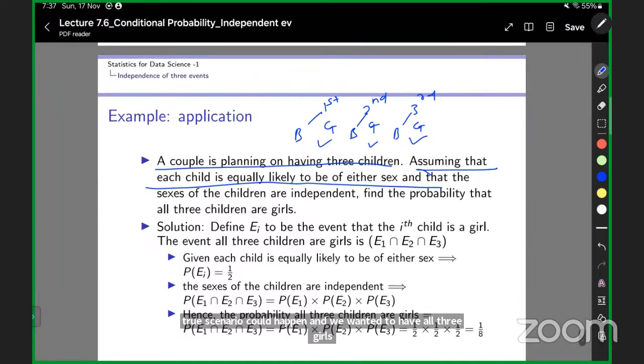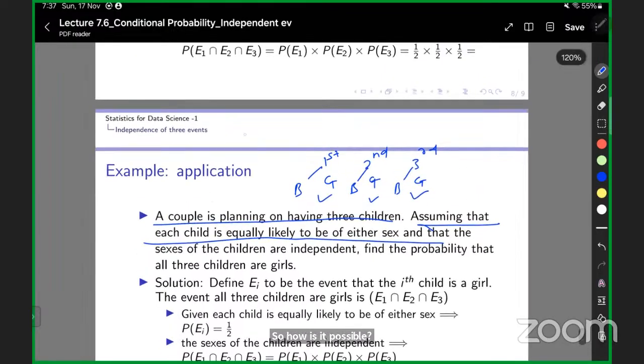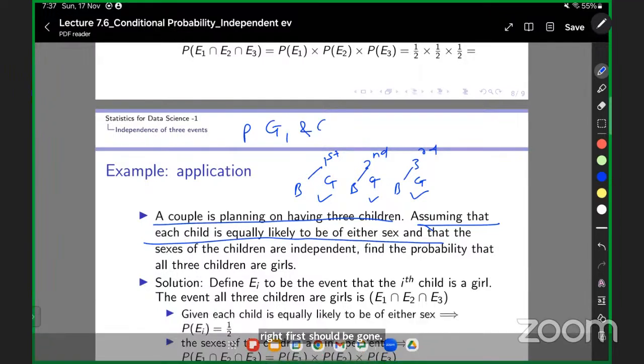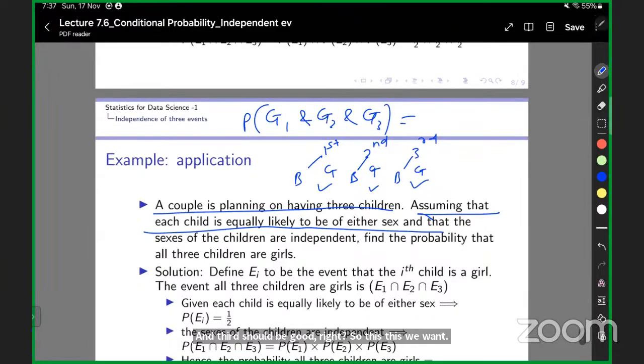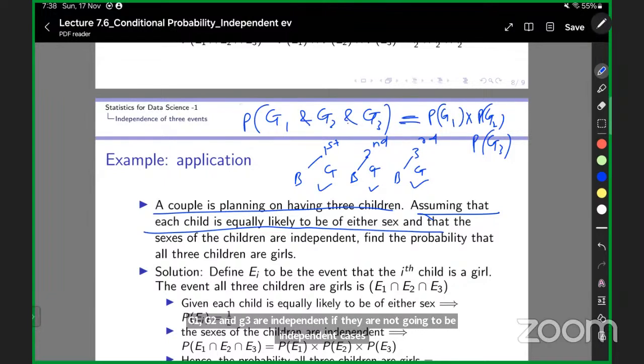Since they are independent, what we want to figure out is that the first should be a girl, and the second should be a girl, and the third should be a girl. When we use "and" we usually multiply: P(G1) multiplied by P(G2) and P(G3). But this condition will only hold if G1, G2, and G3 are independent. If they are not independent, then I can't use this formula.